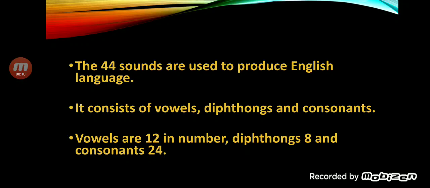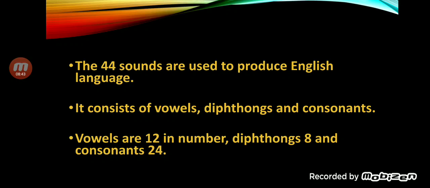As I said, the 44 sounds are used to produce the English language. So let us learn what these 44 sounds are, because in order to understand pronunciation, you should know the 44 sounds. You are supposed to learn all the 44 sounds. Now these 44 sounds are divided into 3 sections. One is vowels, the second is diphthongs, and the third is consonants.